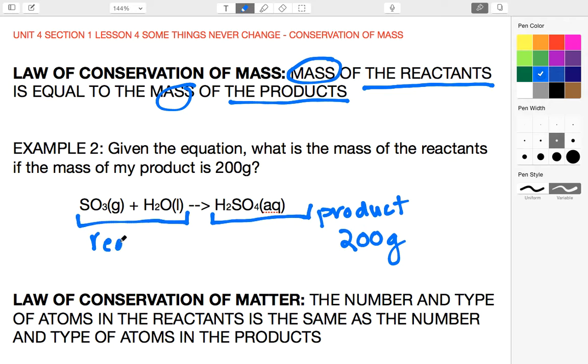So reactants is everything that I start with before the arrow that needs to get mixed in together to become this. It's going to weigh 200 grams. Super simple. So total mass before should equal the total mass after.